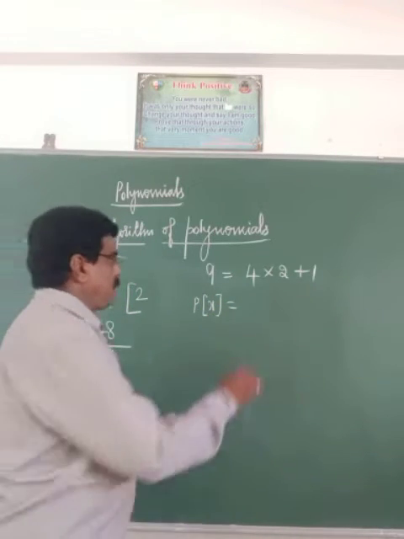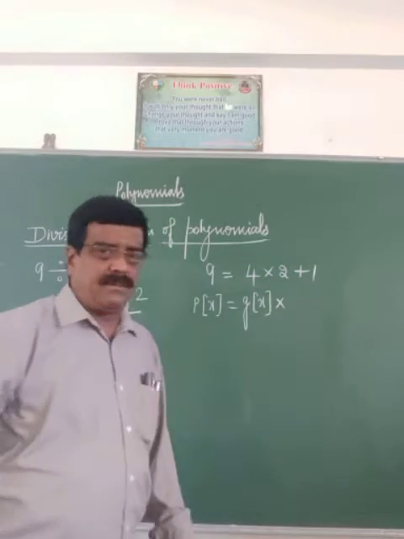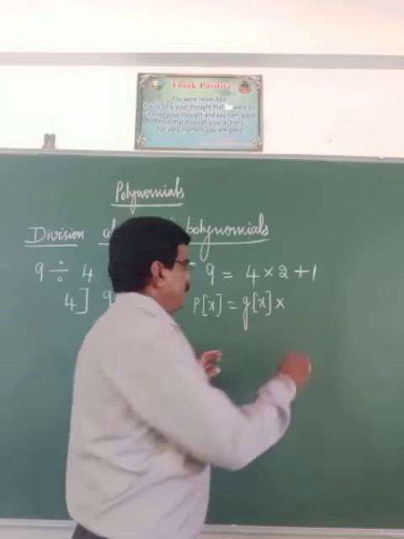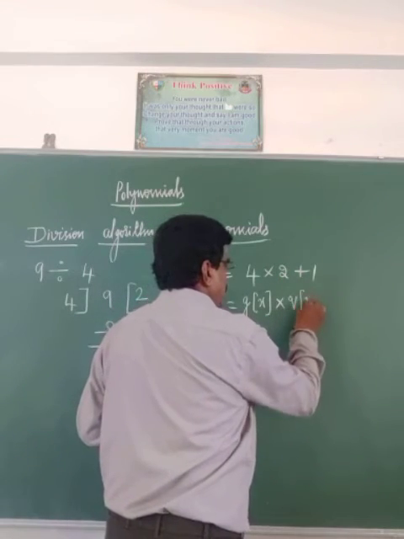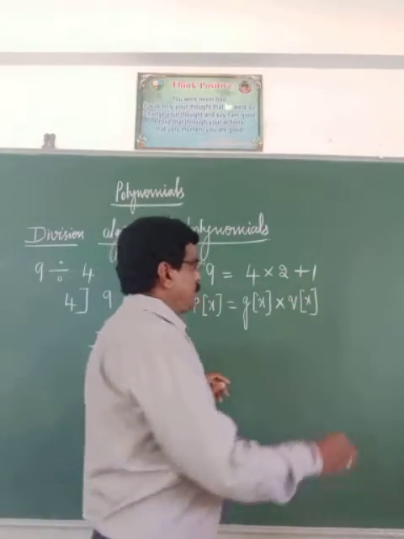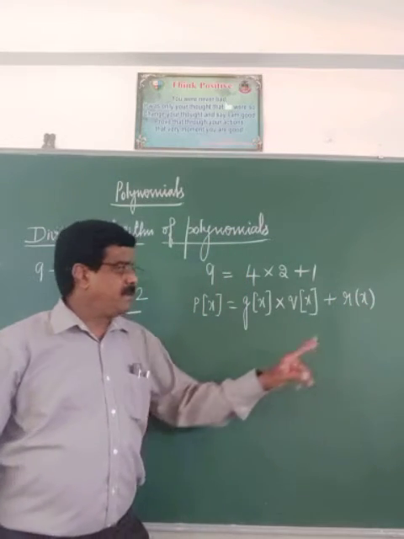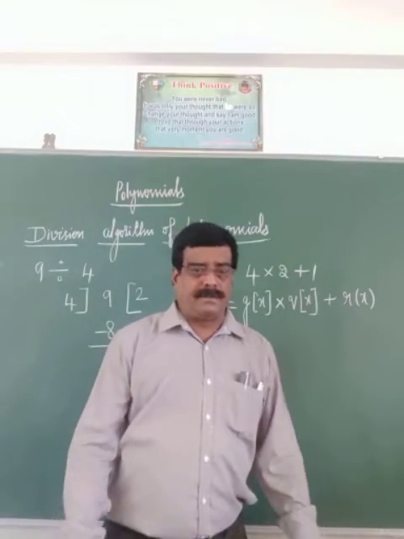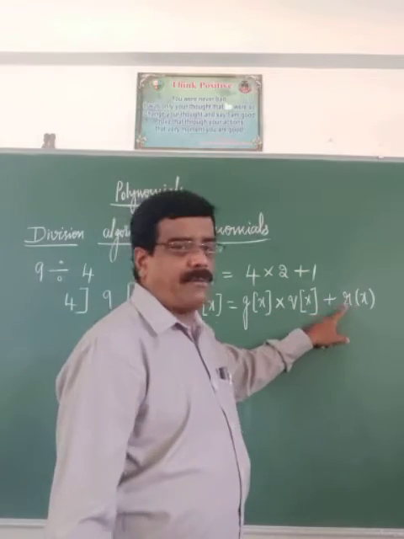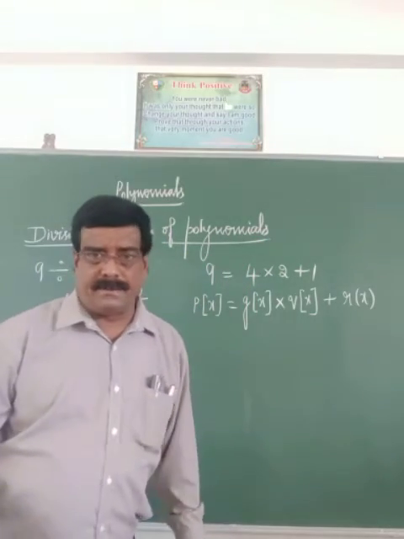So your 9 can be related as the polynomial of x. p of x is equal to this 4. This is called g of x. Don't worry about this g, it is just the symbol given for the divisor. Into 2, 2 is q of x. q of x means you must know it is the quotient, quotient in terms of x, plus remainder of x, that is r of x. Now this expression p of x is equal to g of x into q of x plus r of x. This is called the division algorithm of polynomials.